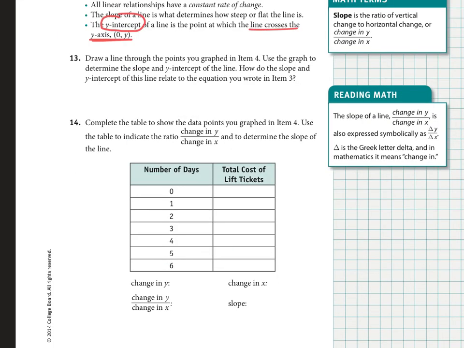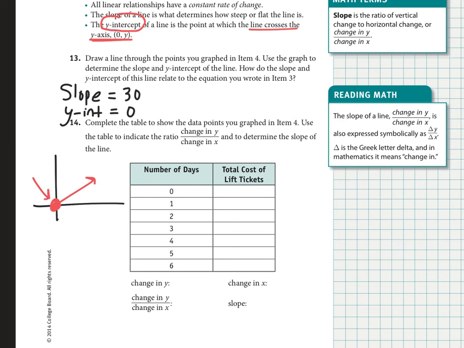So let's just finish this up with item 13 here. We want to draw a line through the points. We did that, and use the graph to determine the slope and the y-intercept. So we did that. The slope, remember this new term, was 30. That was how much the y went up each time the x went up 1. Our y-intercept for that case was 0. Graphically, the line was doing something like this, so when x was 0, when the number of days was 0, the cost was 0.